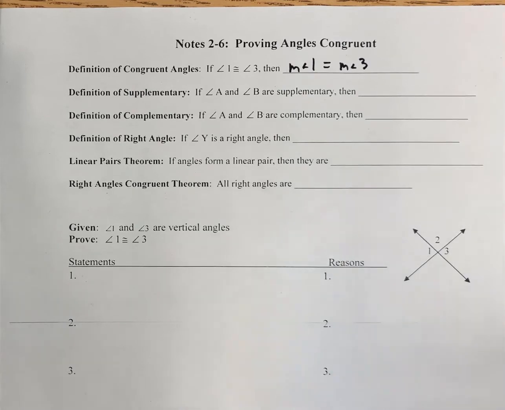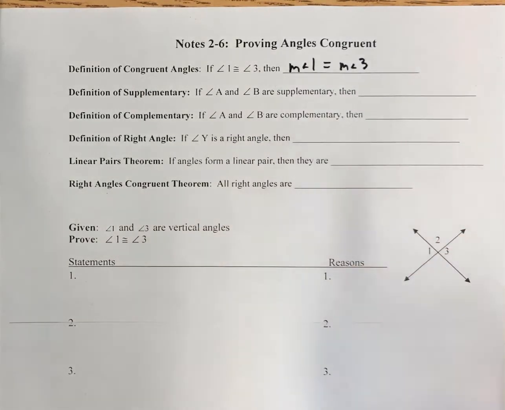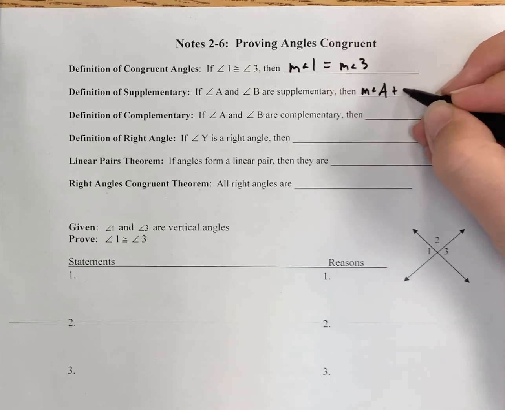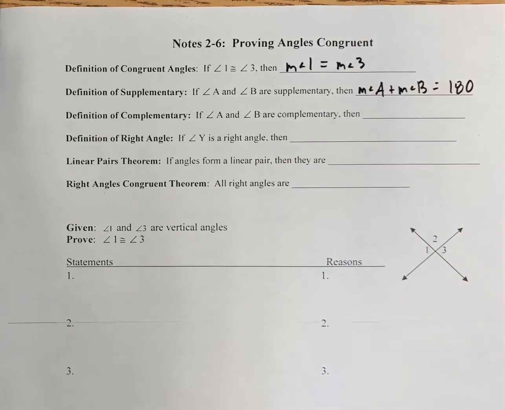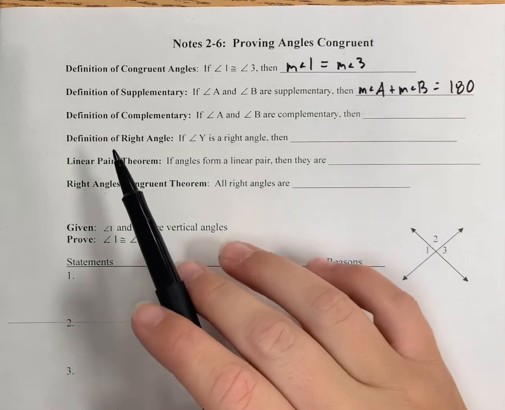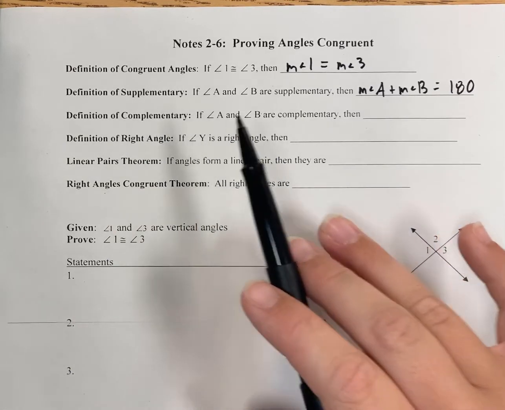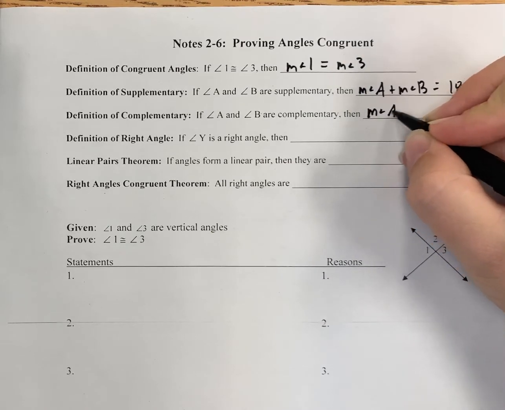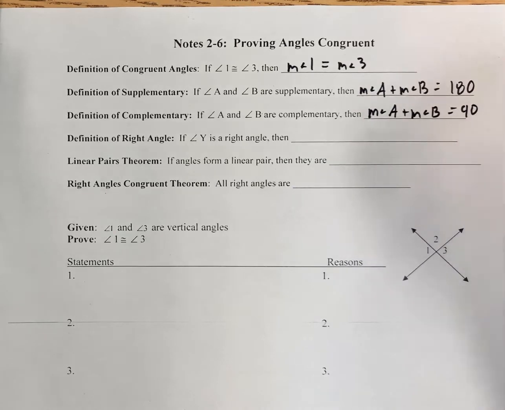Okay? Definition of supplementary. Basically, if angle A and B are supplementary, then we know that their measures, so the measure of angle A plus the measure of angle B is going to be 180. Okay? And going off of that, definition of complementary would tell us, okay, if we have angle A and angle B and they're complementary, then the measure of angle A plus the measure of angle B would be 90. Okay?